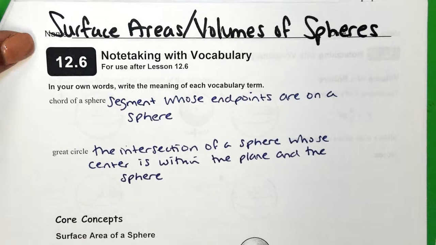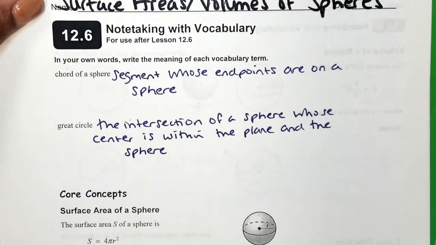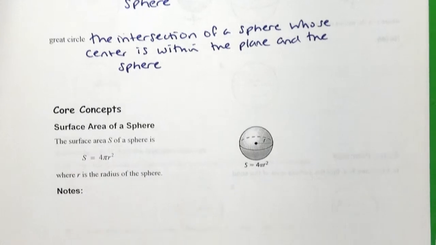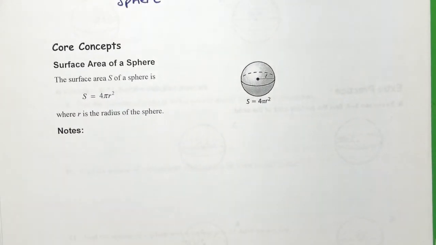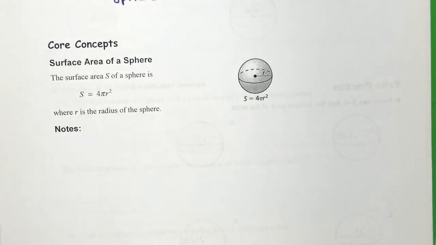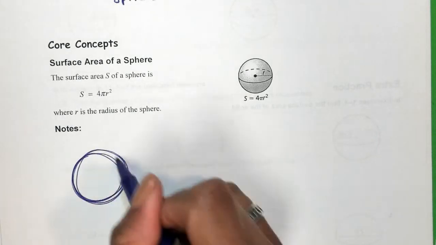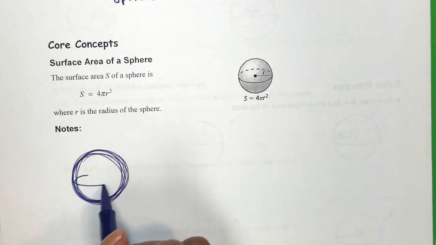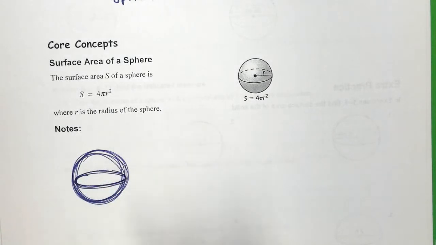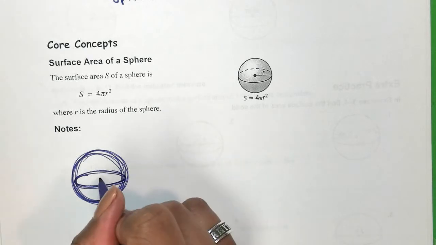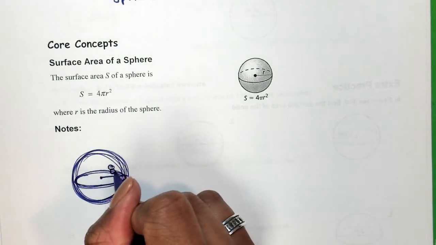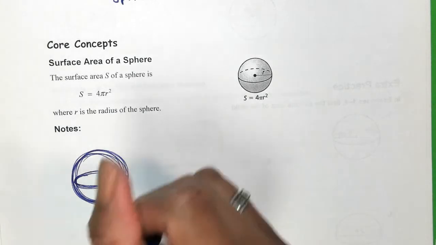Now we have two core concepts, the surface area and the volume. So the surface area of a sphere is 4 times pi r squared, and r is the radius of the sphere. I'm going to give you two examples on how to find the surface area. In order to draw these, you're going to draw a circle. No, it does not have to be perfect. And then you'll draw an ellipse on the inside to indicate that it is a sphere. So the radius in this case is 8, so 8 inches.